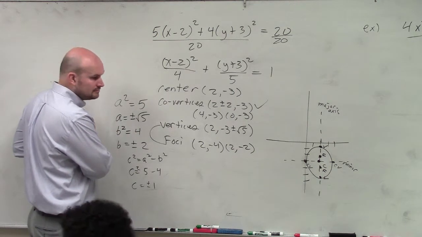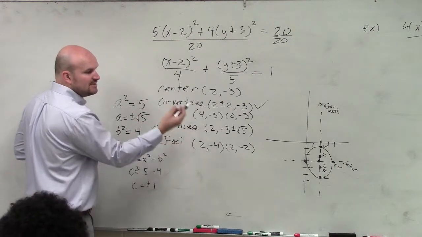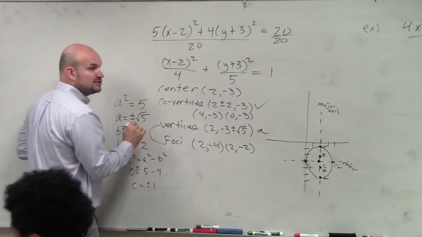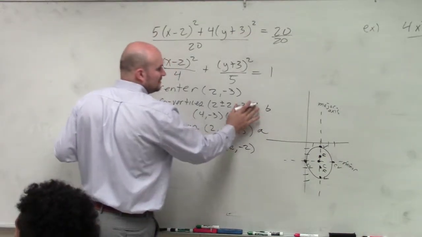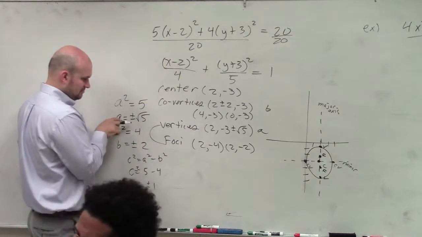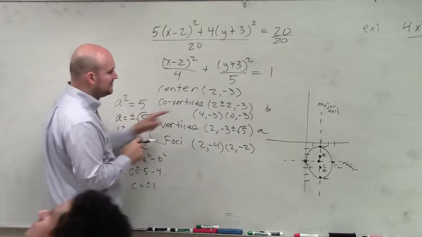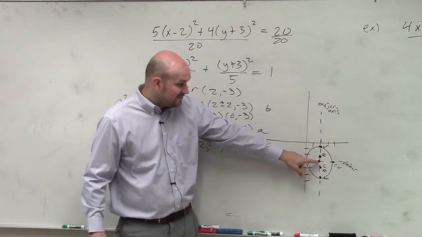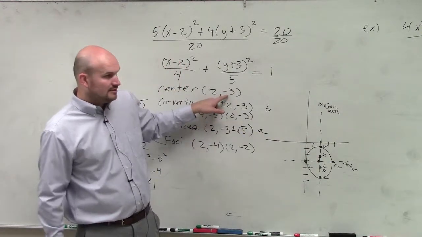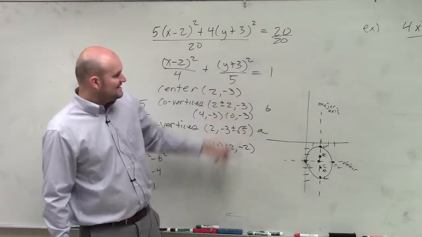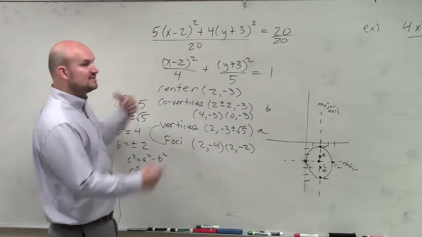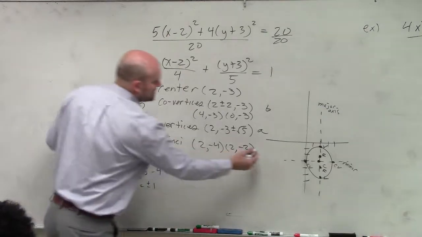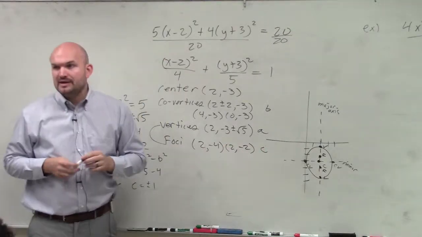Okay, but how did you get the vertices to be? The distance from the center to your vertices is A. The distance from the center to your co-vertices is B. Yeah. The distance, right. So where did you get -3 from? -3 is the center. That's the y-coordinate of the center. You agree with me? 2, -3. So you're going up and down square root of 5. So it's -3 plus square root of 5, -3 minus square root of 5. Does that make sense? Yeah. And then your foci, distance of foci is c. Anybody have any other questions on this?